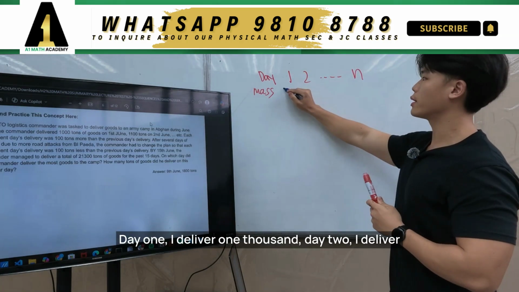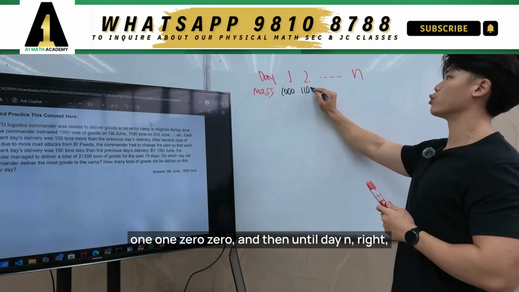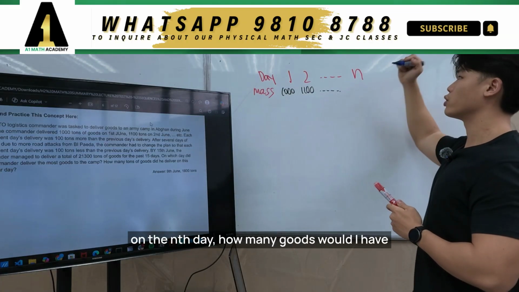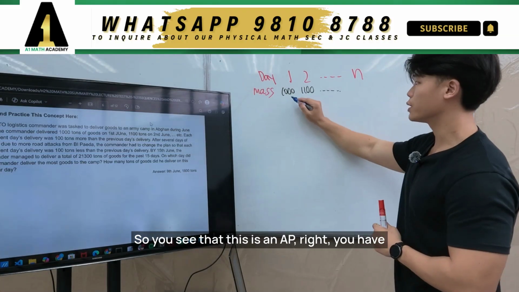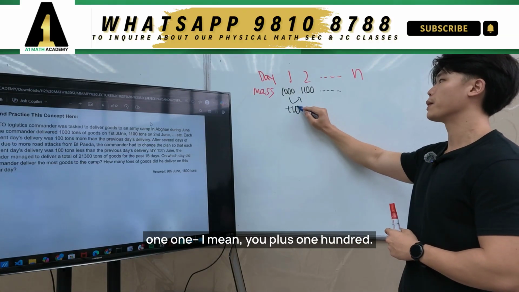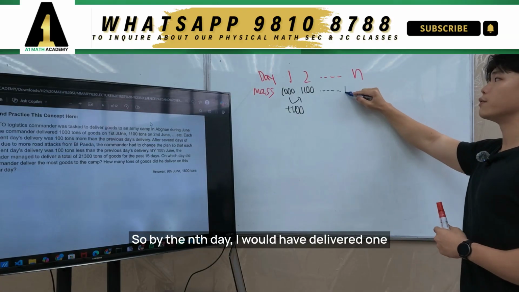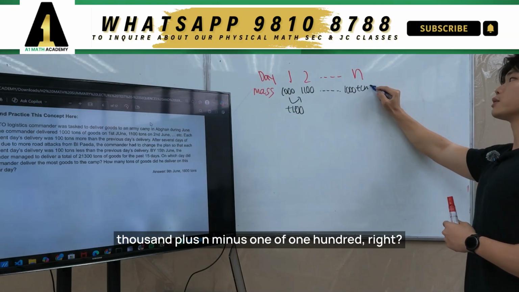Day 1, I deliver 1,000. Day 2, I deliver 1,100. And then until day n. On the nth day, how many goods will I have delivered before I had to change my plans? So you see that this is an AP, right? You have plus 100. So by the end day, I will have delivered 1,000 plus n minus 1 of 100.